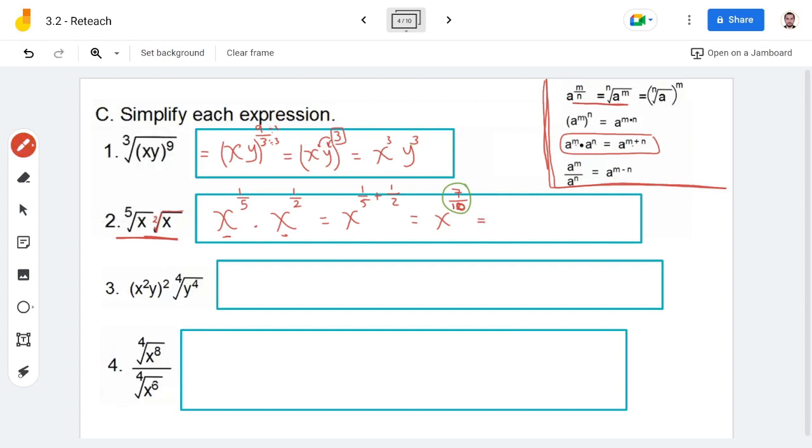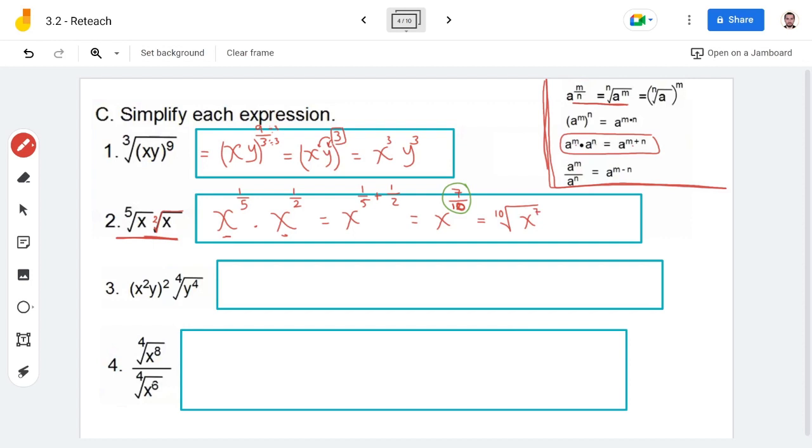But when we have a fraction as the power, always convert it to a radical. So let's put it back in the radical. To write this one as a radical, it will be the 10th root of x to the power of 7. So this is how we can simplify this.